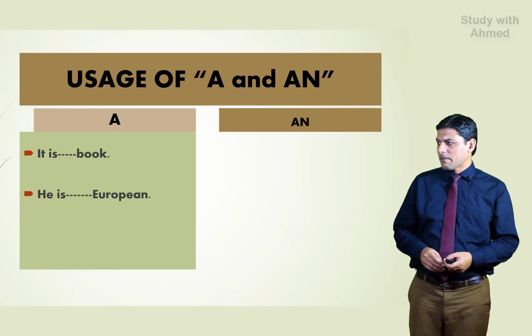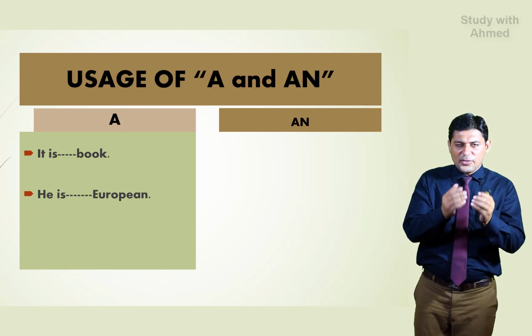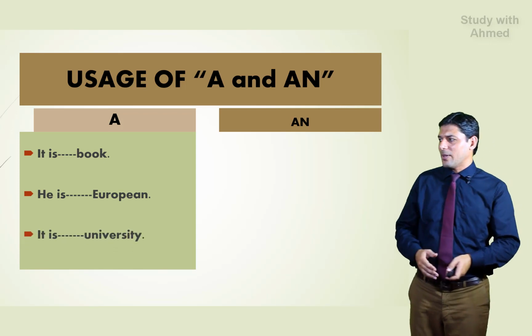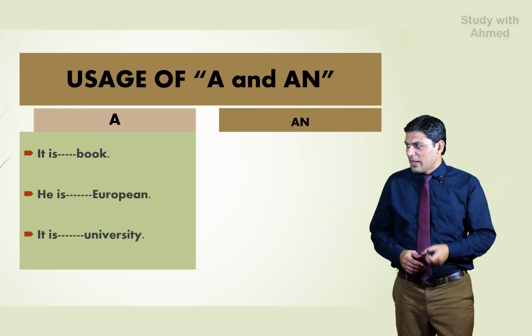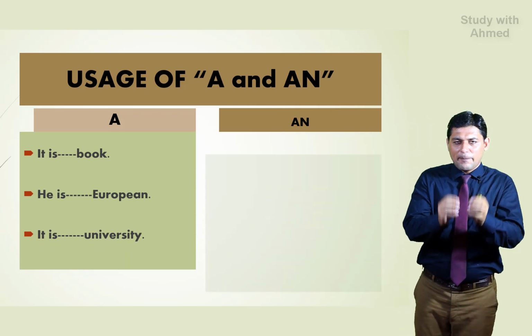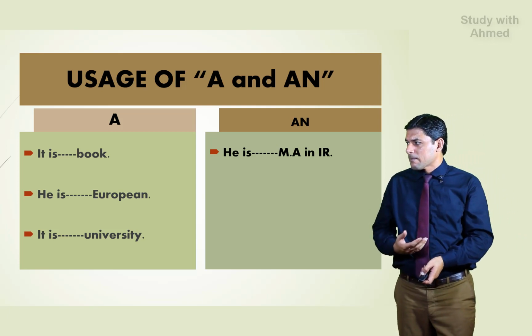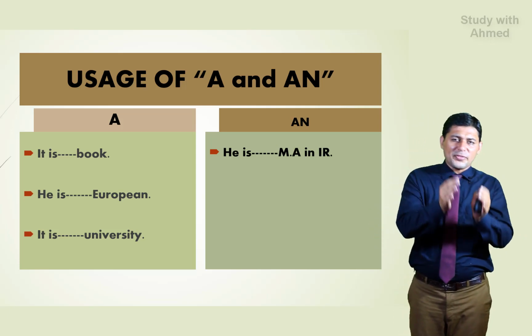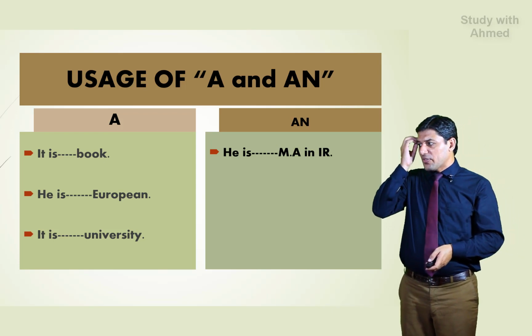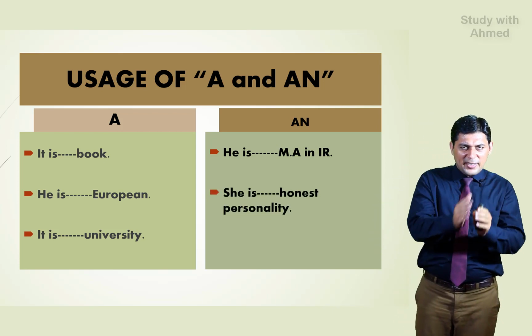So a European, it is a university, not an university. Why? Because the sound is not a vowel sound, it's a consonant sound. But he is an MA in IR, MA, the vowel sound. If we just go in depth and observe, imagine, so an MA. She is an honest personality, and the very last is it is an umbrella. Getting the usage of a or an.